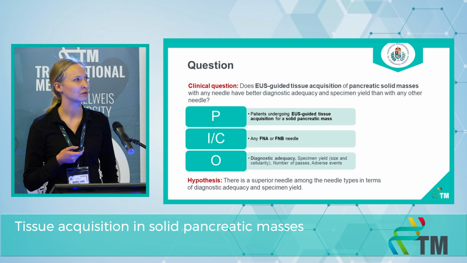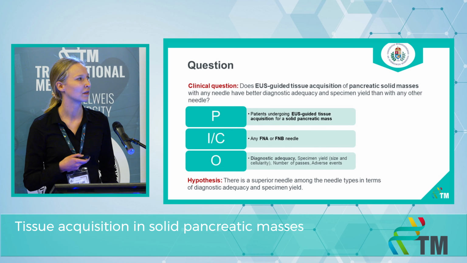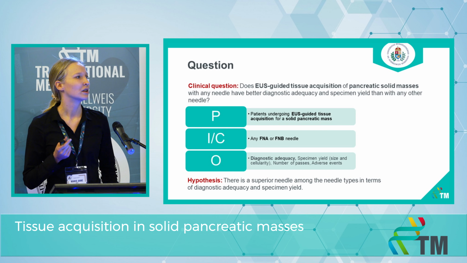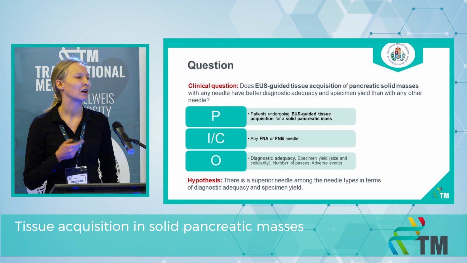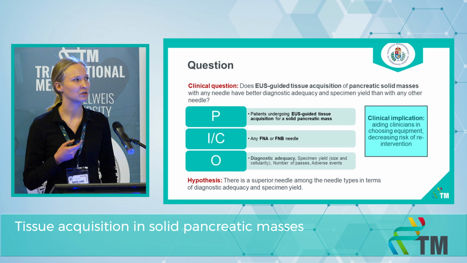Population are patients undergoing endoscopic ultrasound-guided tissue acquisition for a solid pancreatic mass. The intervention and comparator, since this is network meta-analysis, is any FNA or FNB needle. And the outcomes are diagnostic adequacy. This is dichotomous, yes or no. Specimen yield, size and cellularity, the number of passes, or mean or average number of passes needed, and the adverse events. The hypothesis is that there is a superior needle among the needle types in terms of diagnostic adequacy and specimen yield. By answering this question, I'm hoping to aid the clinicians in choosing their equipment so that the risk of resampling is reduced.